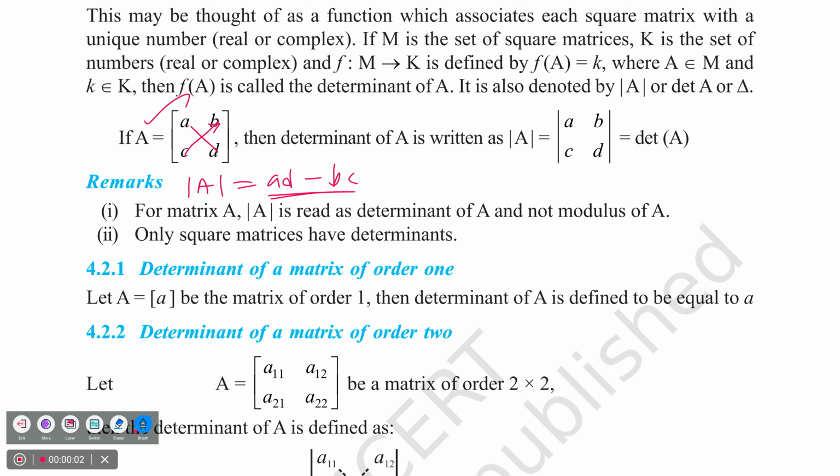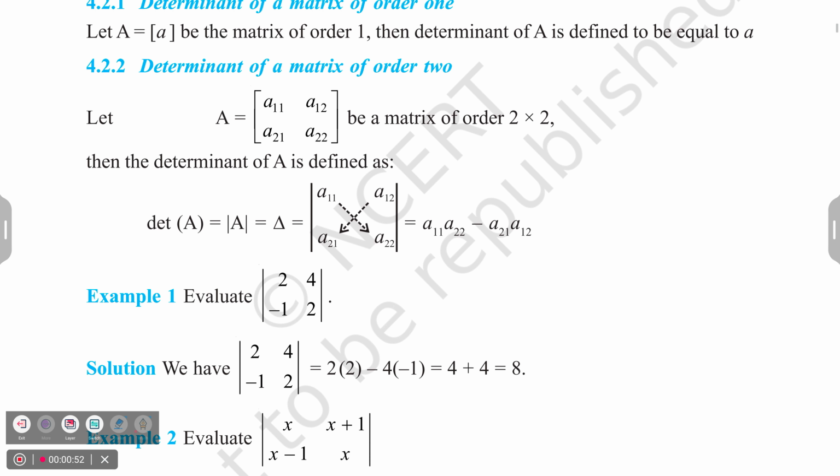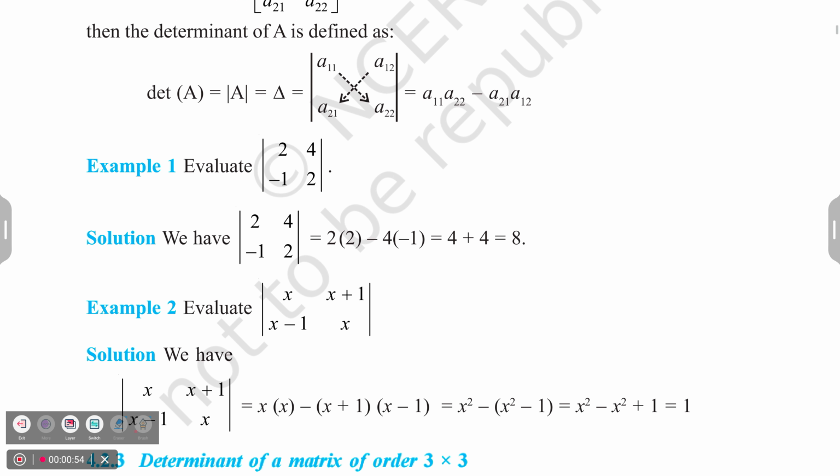This you should remember. They will mention determinant A like this, with a modulus-like symbol, but you should not read it as modulus. Determinant only. Determinant A, or they will give it like this also, with the determinant symbol. In these three manners, they will mention the determinant. Understand? Any one we can use, but we should always read determinant only, not modulus. Again, I am telling.